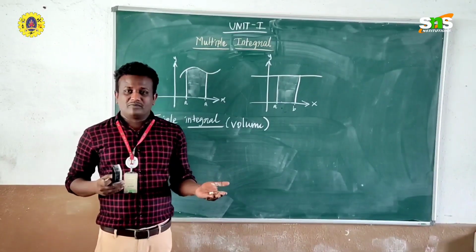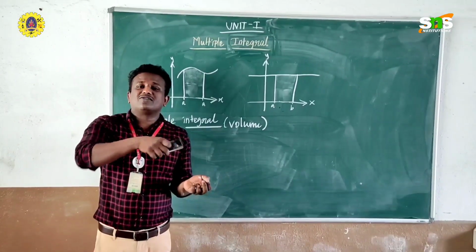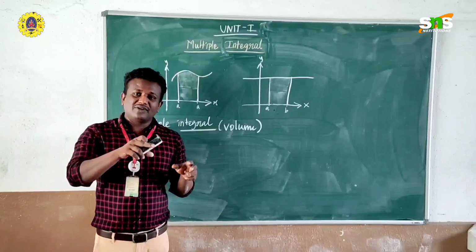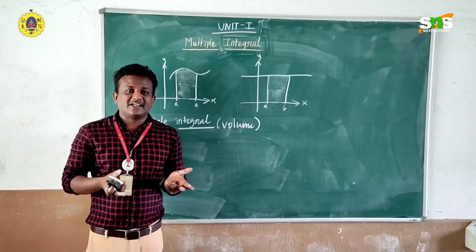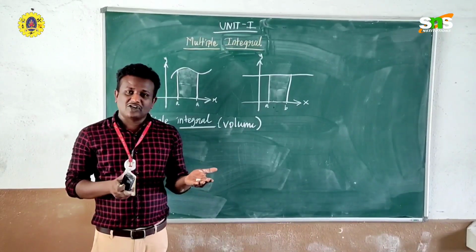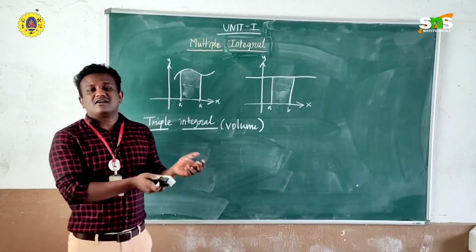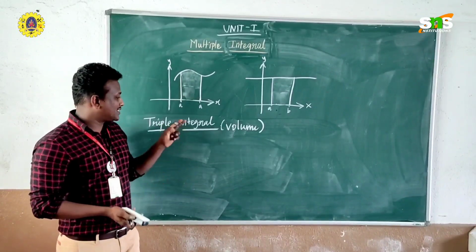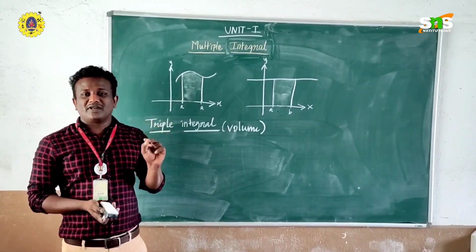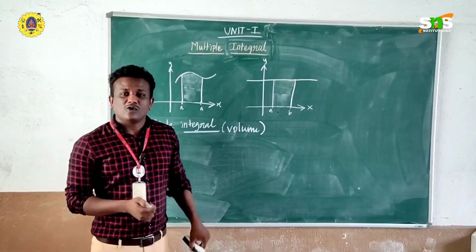Now think about the balloon. If you fill water in the balloon, what will happen? It will have an irregular shape. Am I right or wrong? Yes, definitely it will have an irregular shape. Suppose you want to find the volume of this object, we can use triple integral. By using triple integral, we can definitely find the volume.